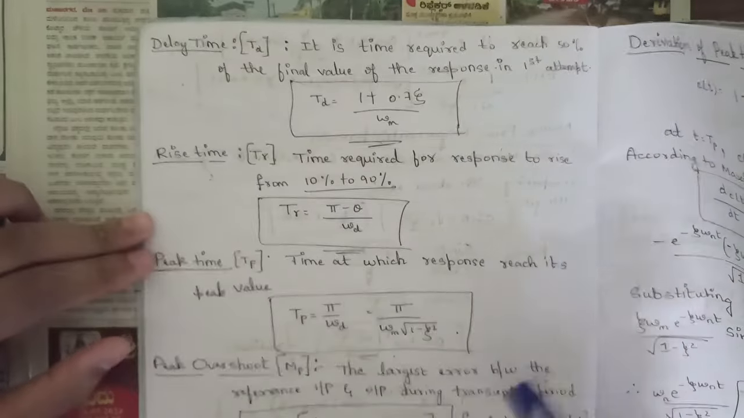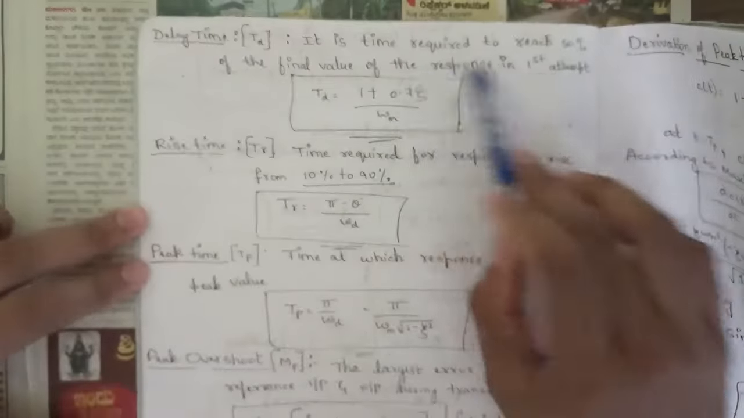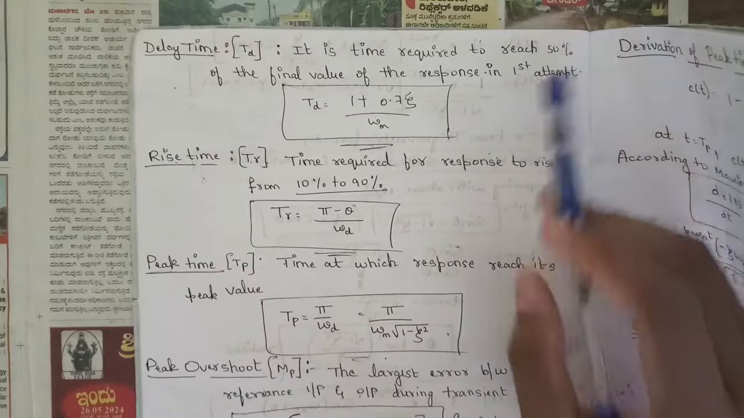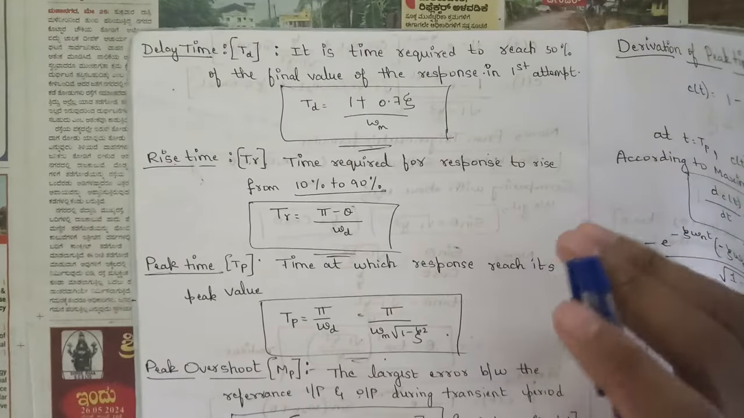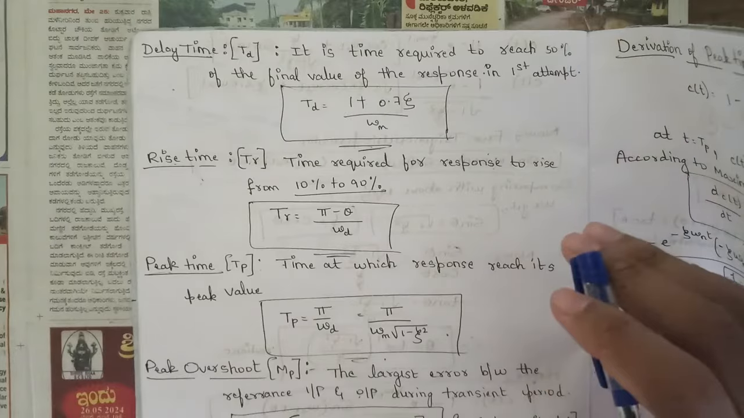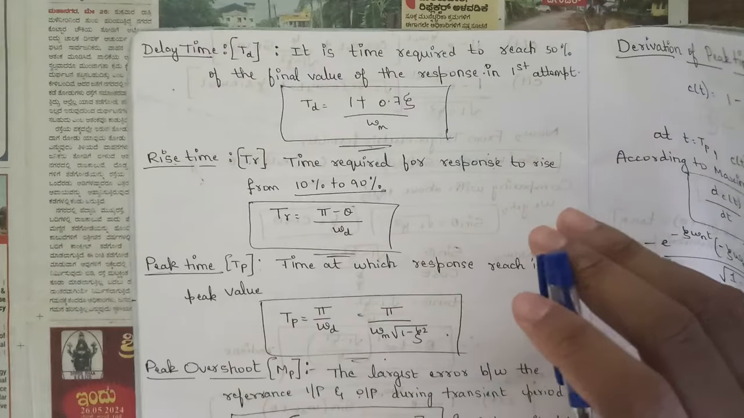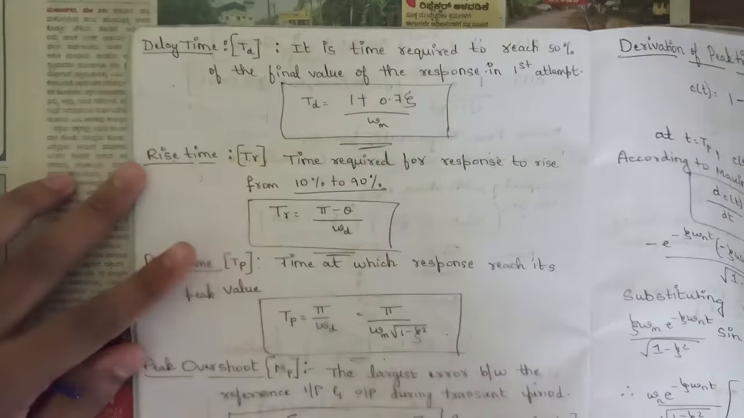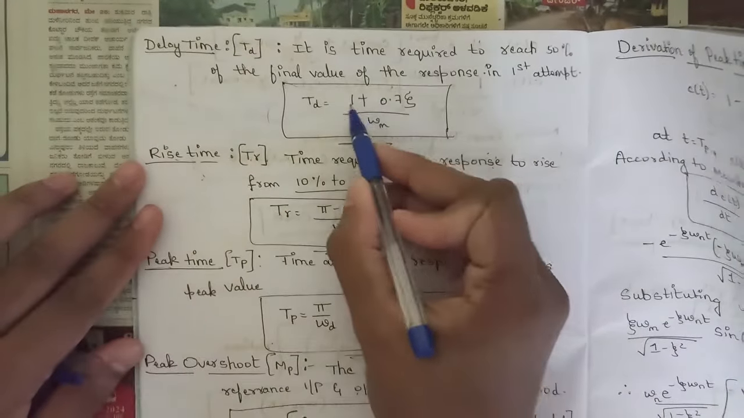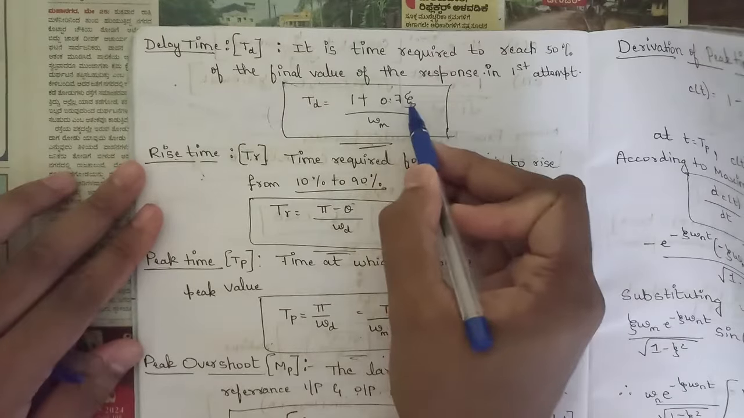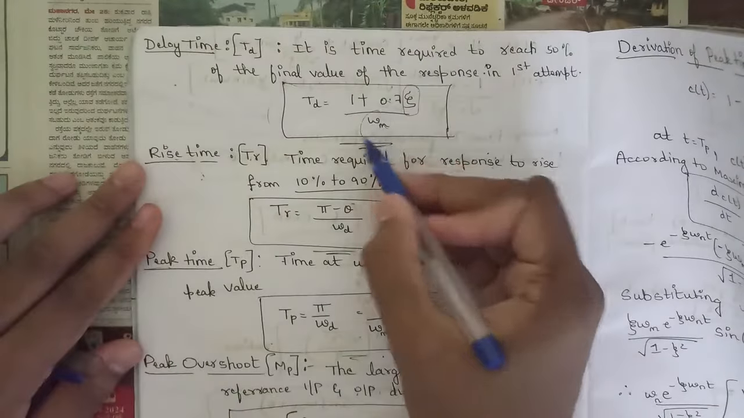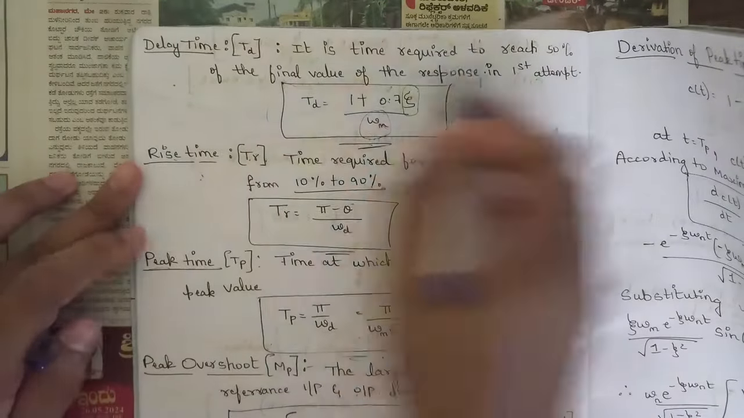So now, what is this delay time? Delay time, or TD, is the time required to reach 50% of the final value of the response in the first attempt. For example, if the final value is 1, its 50% is 0.5, and that 0.5 is called the delay time. The expression for delay time is given as, this formula is very important, you need to remember it, TD is equal to (1 plus 0.7 zeta) divided by omega n, where zeta is the damping ratio and omega n is the natural frequency. So this is about delay time.